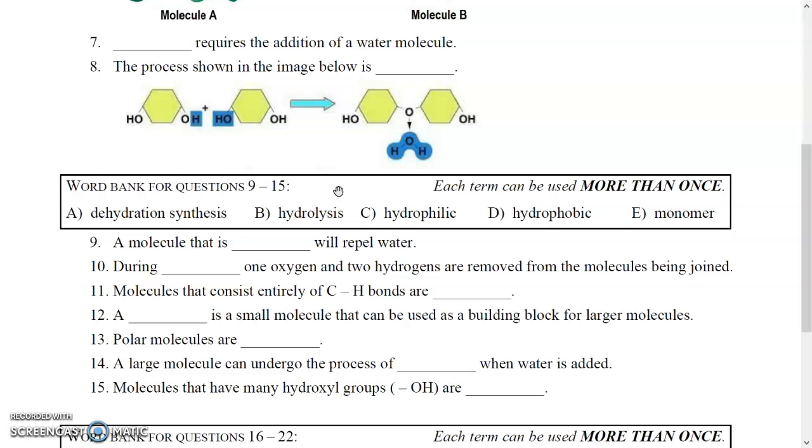And number 15, last question in this section, molecules that have many hydroxyl groups, hydroxyl is OH, are, the answer to this question is hydrophilic. And how do we know that? OH bonds, those are polar covalent bonds, just like we talked about in our water POGL. Oxygen is electronegative, so it holds the electrons close to it, giving it a partial negative charge, and that gives the hydrogen a partial positive charge. So every hydroxyl group on this molecule is polar. That means it's a polar molecule and it would dissolve or be attracted to water, therefore it would be hydrophilic.